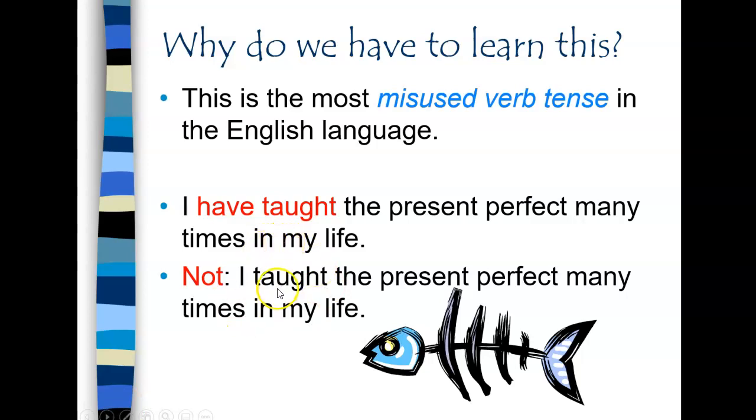For example, people will say, I taught the present perfect many times in my life. Grammatically, it's correct. But if there's a possibility that you're going to teach the present perfect, or you're going to do something again in your life, then it's correct to say, I have taught the present perfect many times in my life. If I say I taught the present perfect many times in my life, maybe it's the last thing I'm going to say before I die. So you say, Joy, what have you done in your life? And I say, oh my God, I taught the present perfect many times. I hope I have something better than that to say.